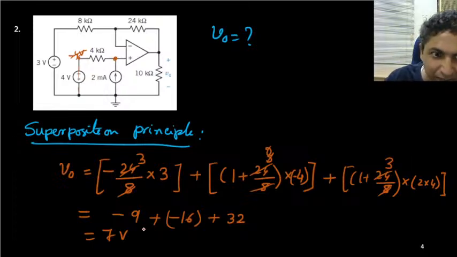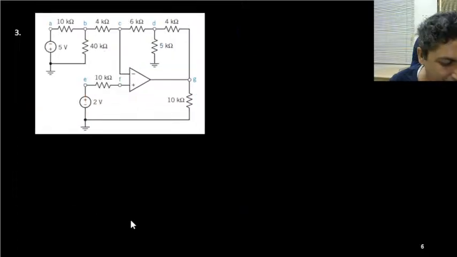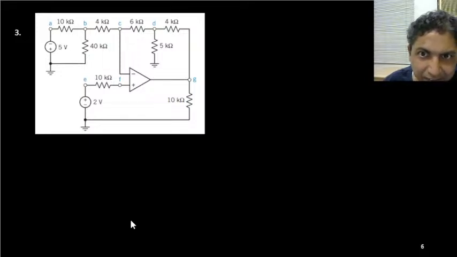So this is also very simple one. It's not that much difficult. So you have 3 voltage sources. You can easily find out the output potential using superposition principle. Now can you find this one?